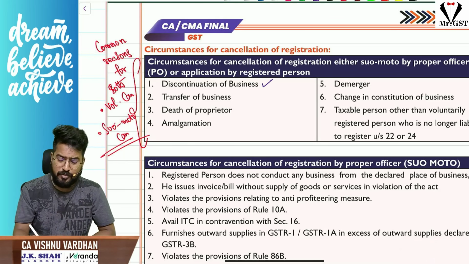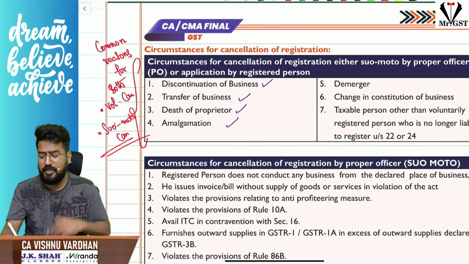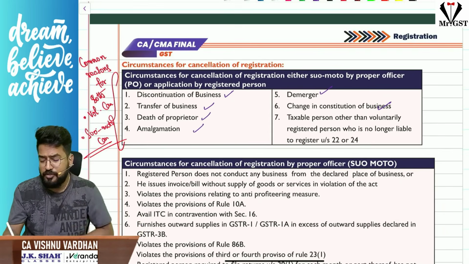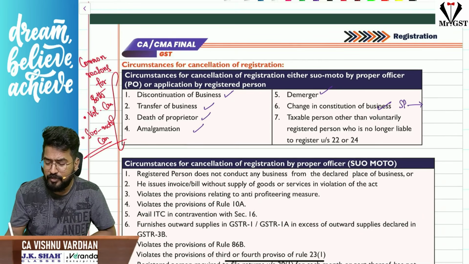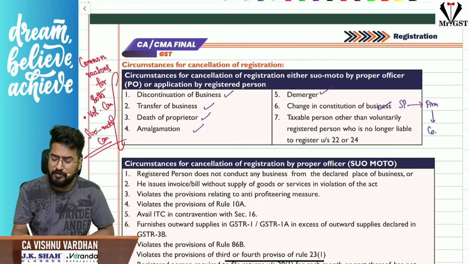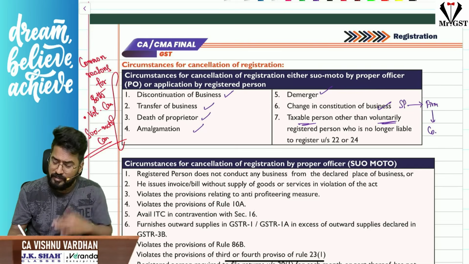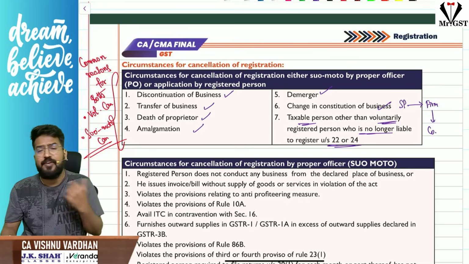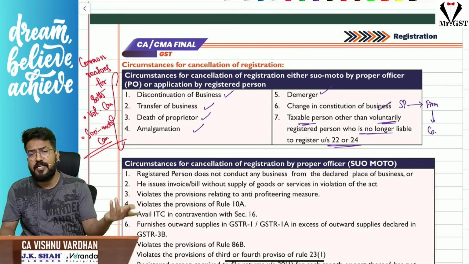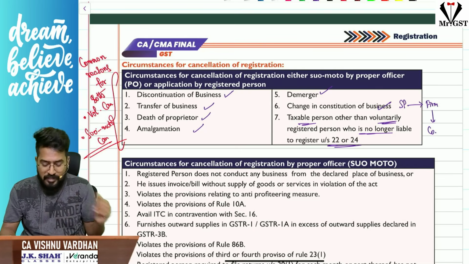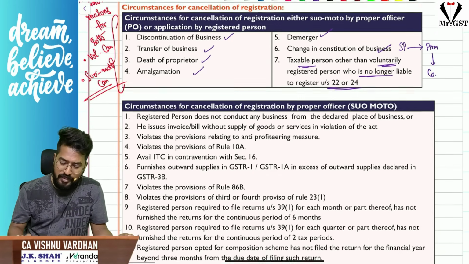In case of discontinuation of business, transfer of business, death of proprietor, amalgamation, demerger, change in the constitution of the business. Change in constitution of the business means sole proprietor converted into firm, converted into a company. Okay, in those cases. Next, taxable person who has taken registration other than voluntary registration, who is no longer liable for registration under section 22 or 24. Sir, earlier to take registration under 22 or 24, and I have taken. Now those sections got amended where I am not liable for registration anymore, then also that registration can be cancelled. Okay, that is fine, simple one.